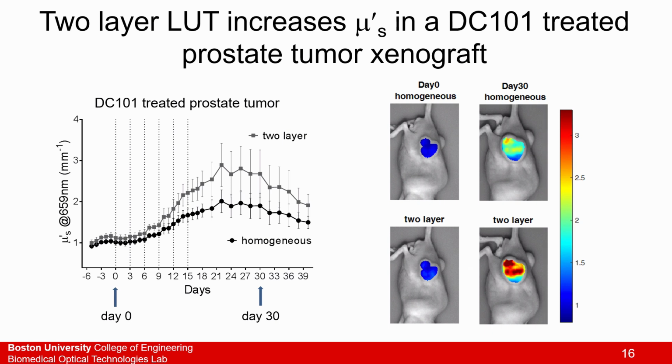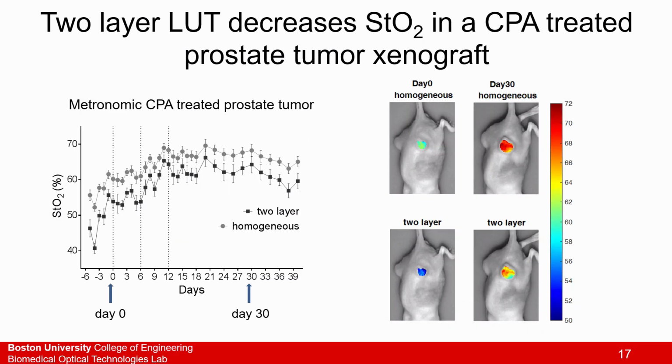Here is color map of scattering data at day 0 and day 30, which is a pre- and post-treatment time point for homogeneous and for 2-layer lookup table. And you can see that the increase in scattering is consistent over the entire tumor ROI. And here is longitudinal data from a representative prostate tumor receiving metronomic cyclophosphamide treatment every 3 days.